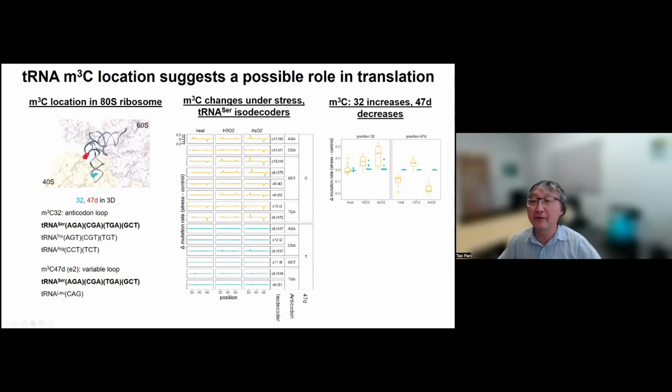Here's what happened, just simply looking at the total RNA once again. When we look at position 32 and stress those cells, the heat stress doesn't really change much, right? These are the tRNA isodecoders with C at position 47D, and these are with U at position 47D. But in arsenite stress and so on, this seems to increase. Even under these stressful conditions, apparently cells keep adding M3C to their cognate tRNAs. But 47D goes in the opposite direction. Whether this is a degradation issue or a demethylase issue, we don't know yet.